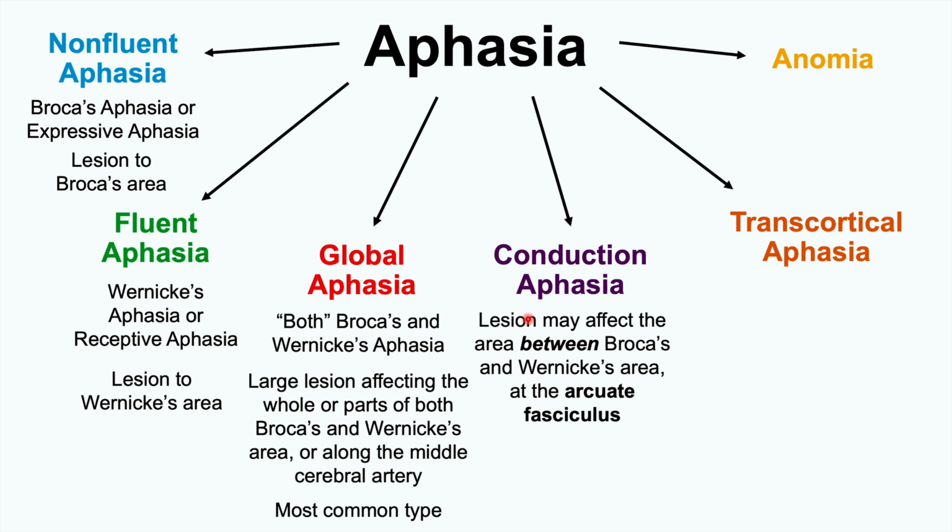Conduction aphasia is a lesion that may affect the area between Broca's and Wernicke's area at the arcuate fasciculus. So that connection, that neuronal bundle that connects Wernicke's area and Broca's area, is going to be affected in conduction aphasia.